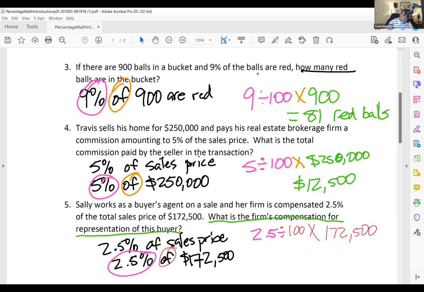Ready to type it in now. 2.5 divided by 100 times 172,500. That is $4,312.50.